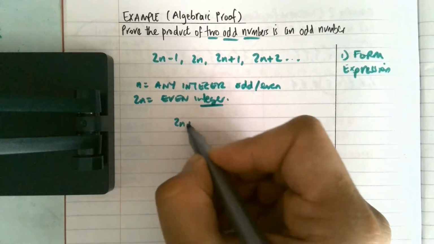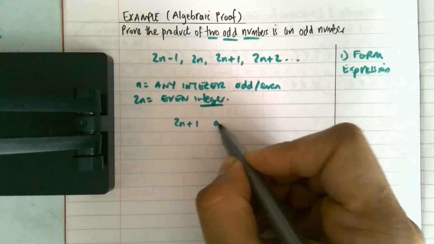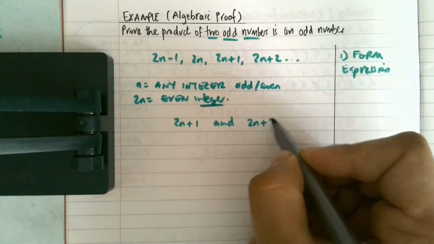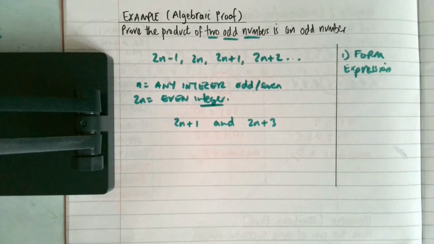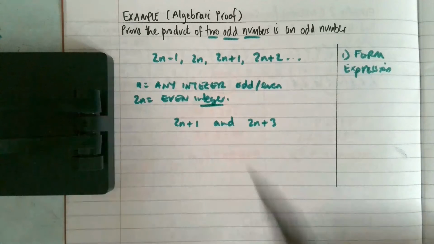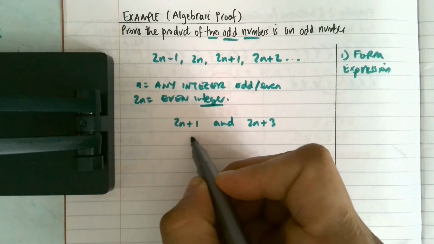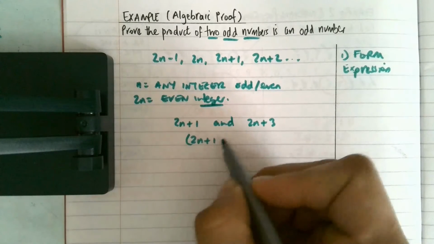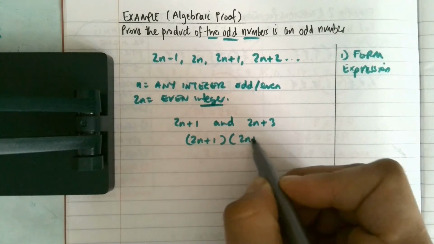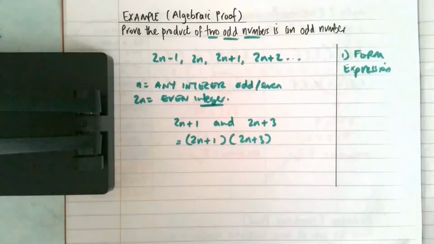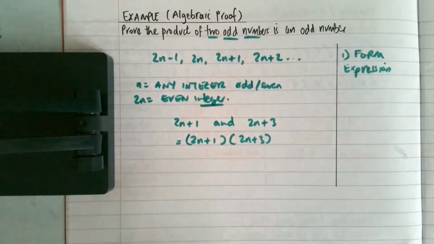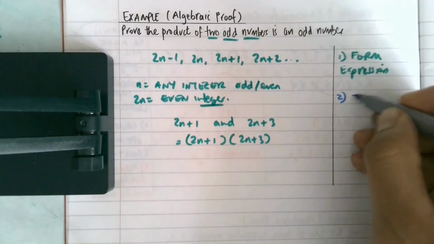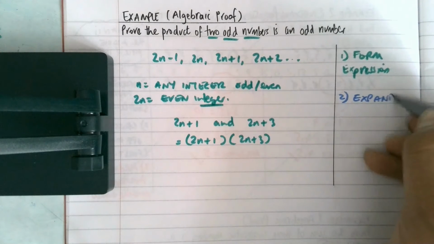Okay, we want two odd numbers, so we choose 2n plus 1 and 2n plus 3. You could choose 2n and 2n plus 1, it doesn't really matter, but two odd numbers from our sequence. And then we're going to form the expression, we're going to multiply them together. So 2n plus 1 in one bracket, 2n plus 3 in another. If you're stuck with expanding brackets, the examples for that will be linked above. And we will then expand these brackets.